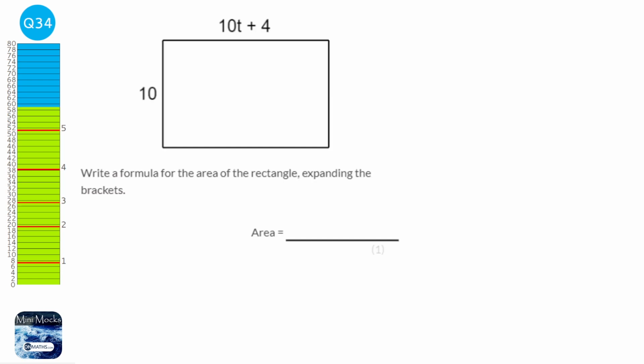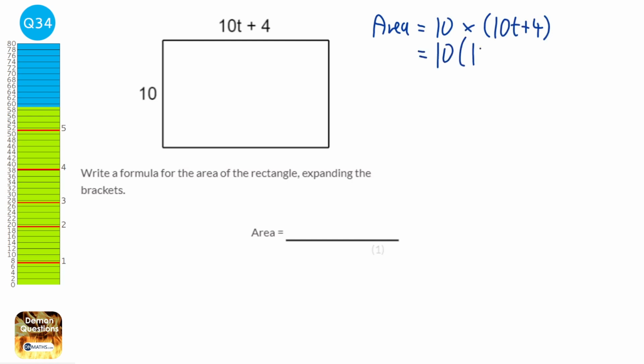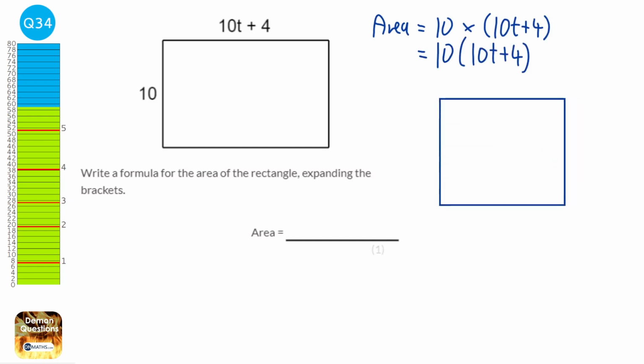So to find the area of a rectangle, we do length times the width. Here, to find the area, we will do the 10 times the whole of the 10t plus 4. To show that we're doing the whole of it, we put it in brackets. So a different way of writing that is 10 brackets 10t plus 4. Whichever method you use to expand brackets, feel free to do it here. I'm going to do the grid method, but whatever method you prefer.